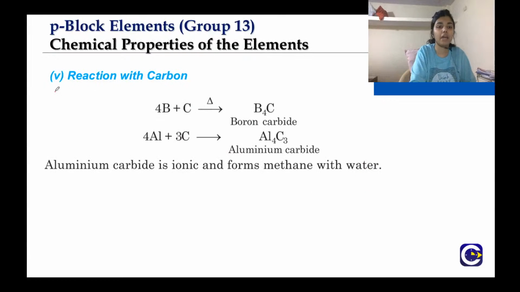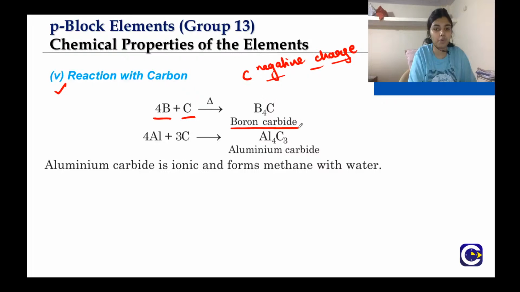Now reaction with carbon. Non-metals or metals on reaction with carbon basically yield what? Carbides, right? Carbide is carbon having a negative charge. Carbon having a negative charge will give you carbides, right? So here you can see that boron plus carbon will give you boron carbide.